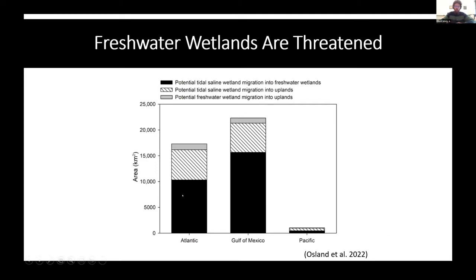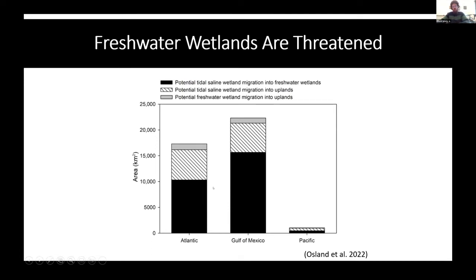Looking at this figure, black bars represent tidal saline migration into freshwater wetlands. The striped bars represent tidal saline wetland migration into uplands, and the gray bars represent freshwater wetland migration into uplands. So you can see that there's a lot of land available for saline wetlands to migrate into freshwater wetlands, but when you compare that to the amount of land available for freshwater wetlands to migrate into uplands, it's very, very sparse.